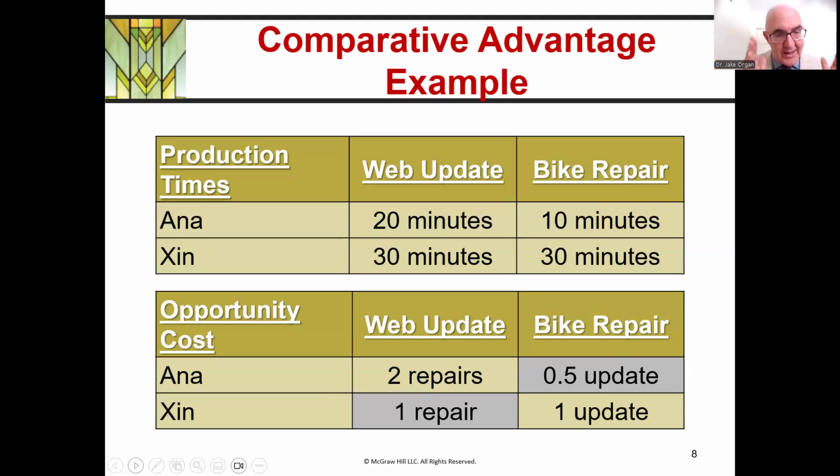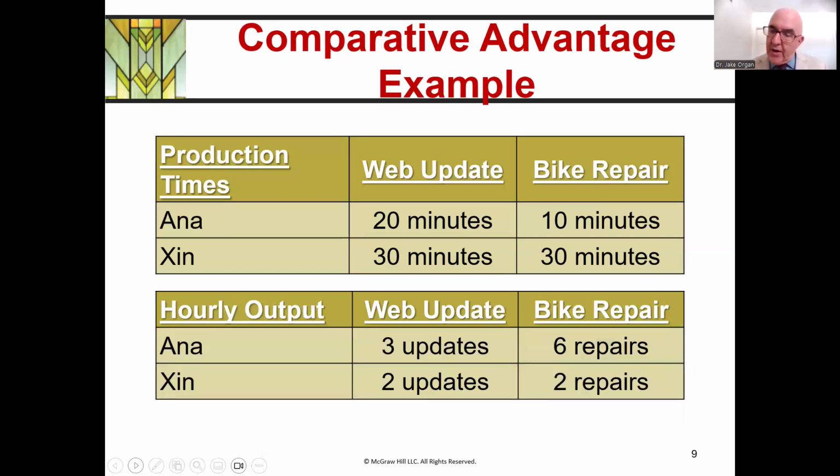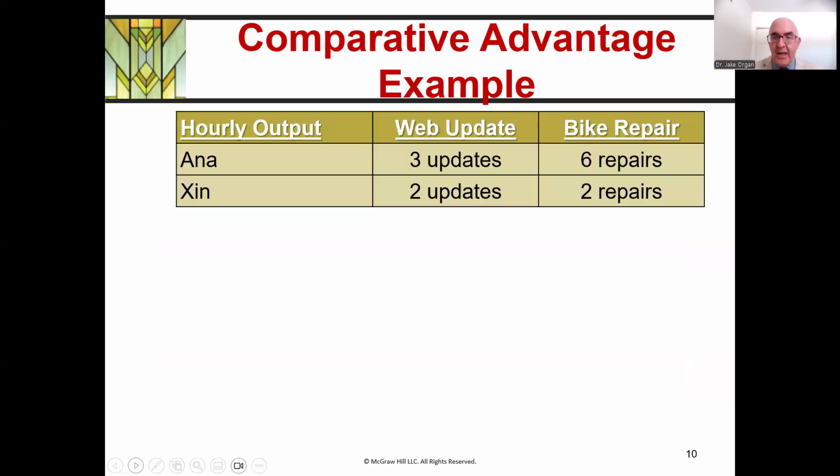So hopefully you got that right. Chin has the comparative advantage in web updates. Anna has the comparative advantage when it comes to bike repair. And so the hourly output would potentially be, if each hour was concentrated on that one thing, Anna could do 3 updates in an hour or 6 bike repairs. Chin could do 2 updates or 2 repairs if they concentrate that whole hour on there.